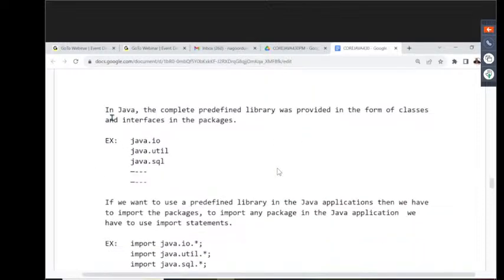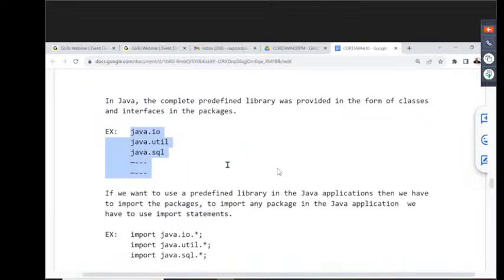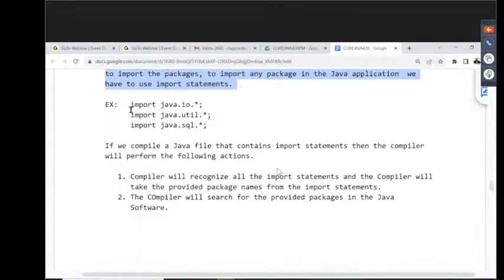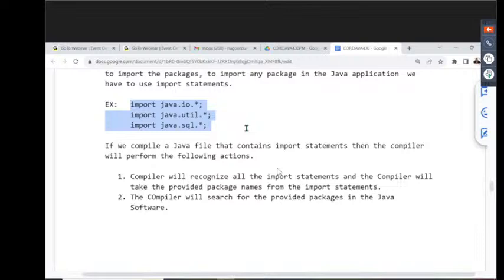Read this one. In Java, the complete predefined library is provided in the form of classes and interfaces in the packages. What are the various examples here? java.io, java.util, java.sql, and so on. If you want to use a predefined library in Java applications, then we have to import the packages. To import any package in a Java application, we have to use the import statement. What are the various import statements here? import java.io.*, import java.util.*, import java.sql.*.